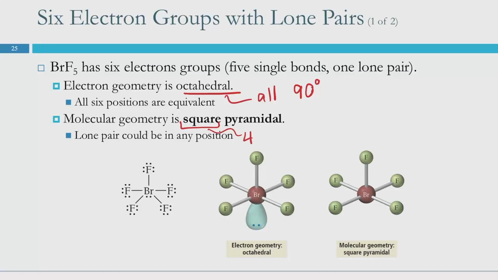Square because we've got 4 corners to our pyramid. So these are our 4 corners, and then the pinnacle or the point of our pyramid being in the other axial position. Just the way that we've drawn it.